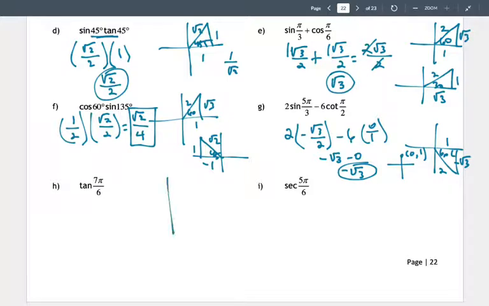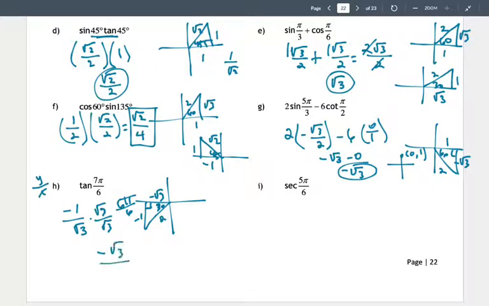On H, we've got 7 pi over 6. This is pi, which is 6 pi over 6, so 7 pi over 6 is down here. It's a 30-degree reference angle. This is negative 1, negative square root of 3, and 2. Tangent is y over x, so we'll do negative 1 over square root of 3. Rationalize it by multiplying by the square root of 3 over square root of 3, so you get negative square root of 3 over 3.